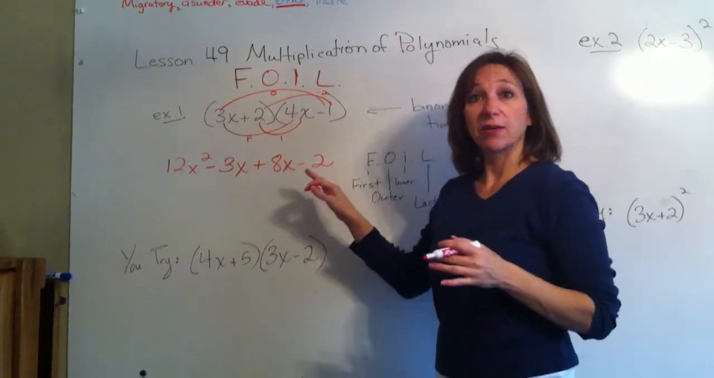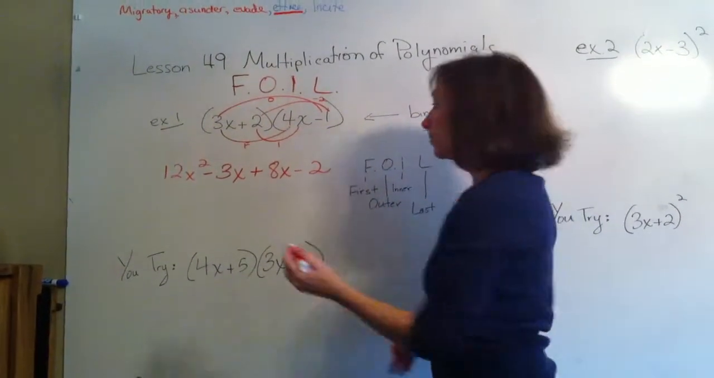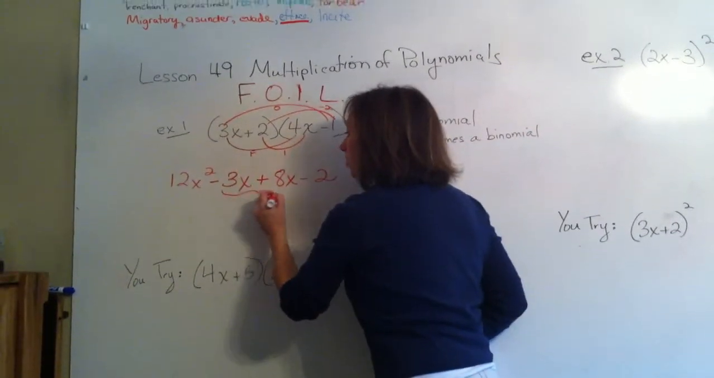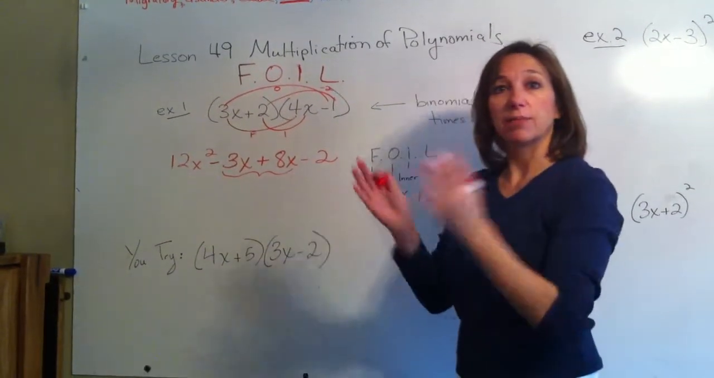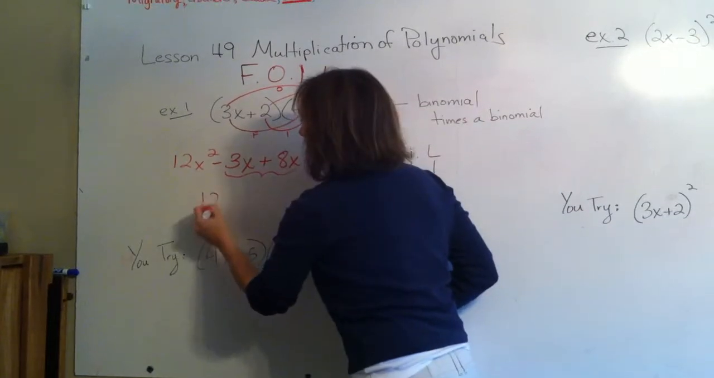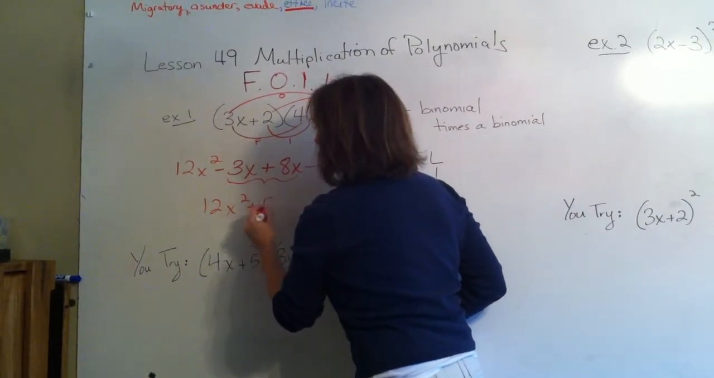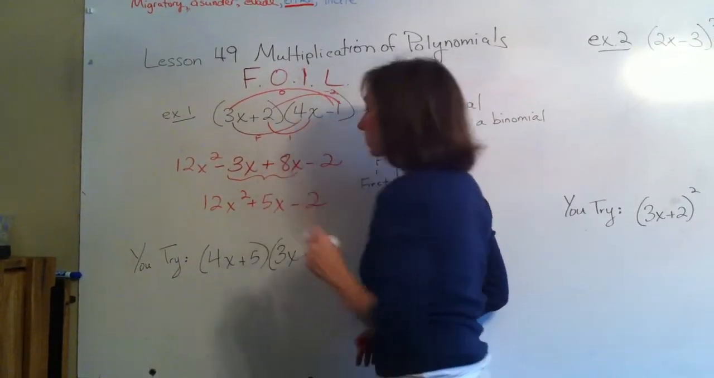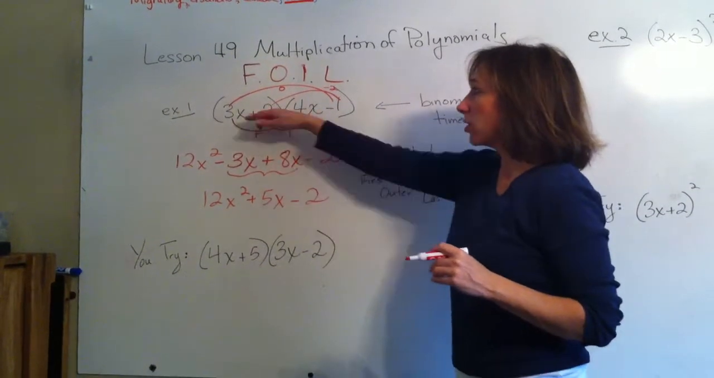So you almost have it here. We multiply the two binomials, but we need to simplify. Usually the middle two are like terms, and we can combine them together. And so we're going to get 12x squared plus 5x minus 2. And that would be how you multiply two binomials.